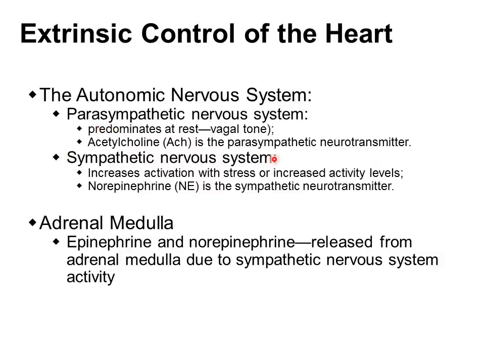Your sympathetic nervous system increases activation with stress or with increased activity levels. So the greater effort you give during exercise, the more intense your exercise, the greater your sympathetic nervous system activation. And norepinephrine is the sympathetic neurotransmitter that's released. And you also have your adrenal medulla, which releases epinephrine and norepinephrine as well, due to the sympathetic nervous system. So as you increase activity levels or stress, your sympathetic nerve activity increases. That affects the adrenal medulla, causing it to release epinephrine and norepinephrine, which increases the sensitivity of the heart to norepinephrine, or at least epinephrine does.